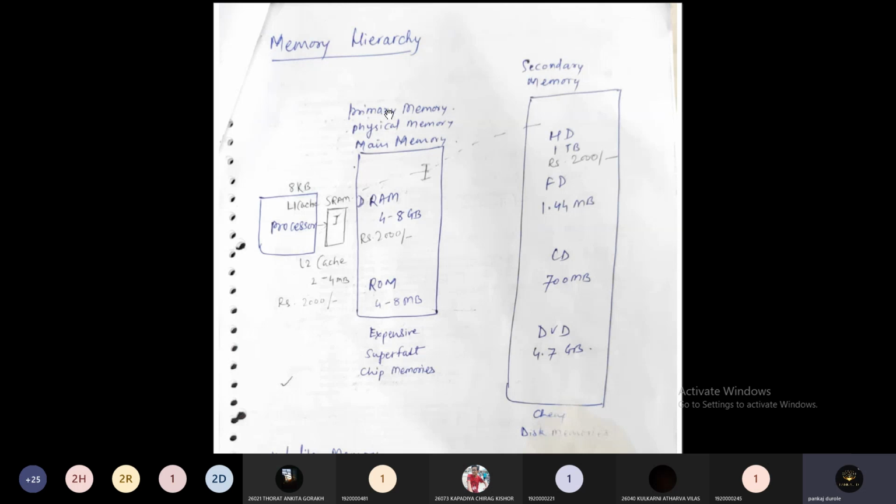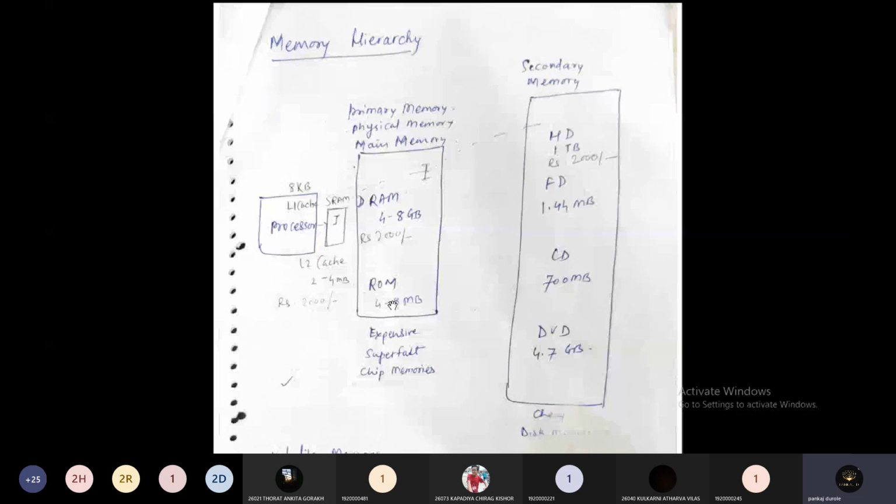Now, when I actually think about this particular memory system, there are some adjectives that come to my mind to talk more about these memories. These memories are considered as expensive memories, right? They are cheap memories, right?